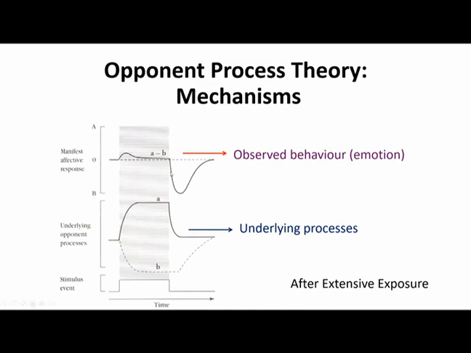The bad part comes from afterwards when our A process still ends, when the stimulus ends, but the B process doesn't end as quickly. It still doesn't stop until after the A process has stopped, and it leads to a much larger dip here. And so this dip is what drives a lot of drug addiction.